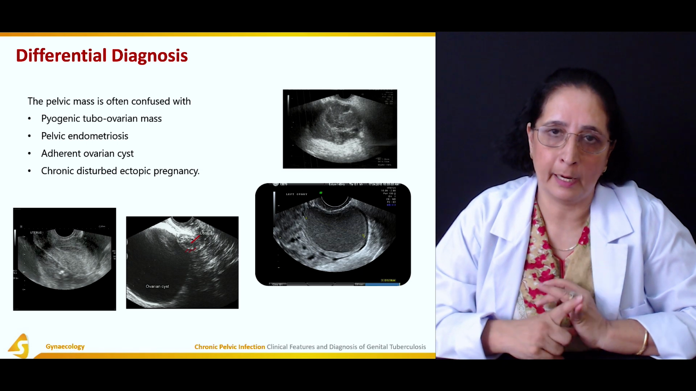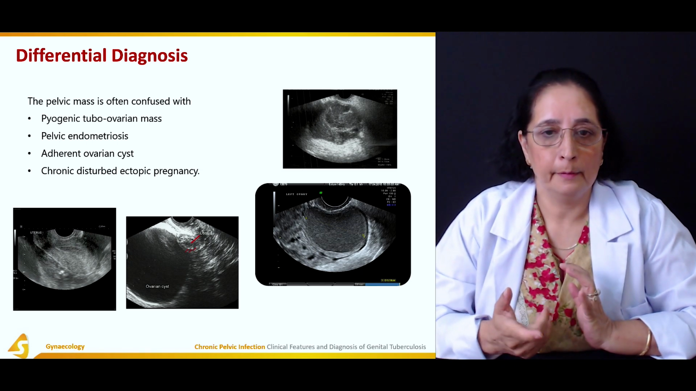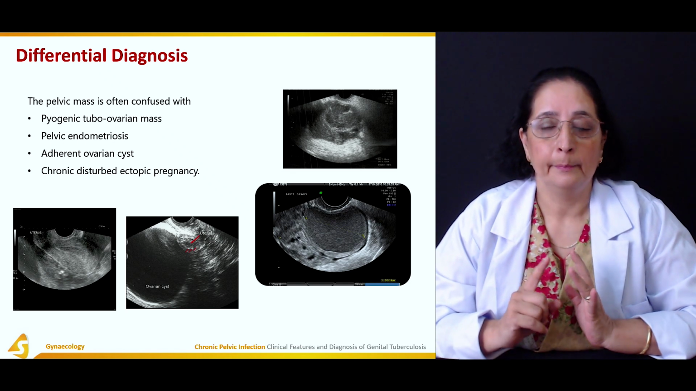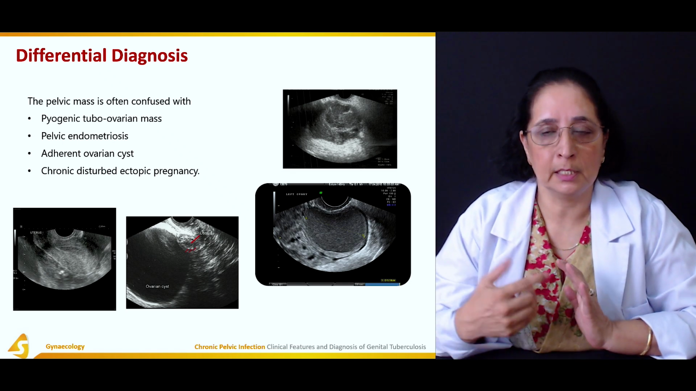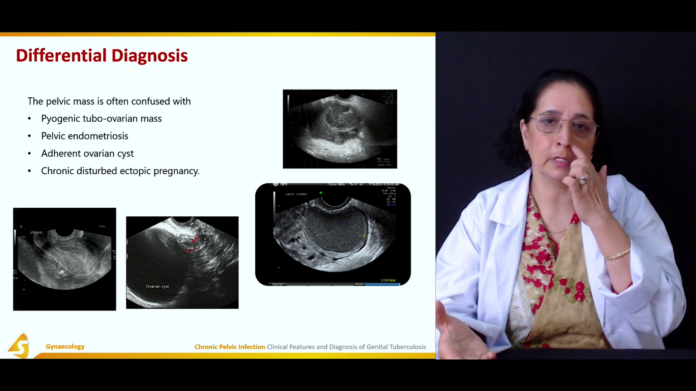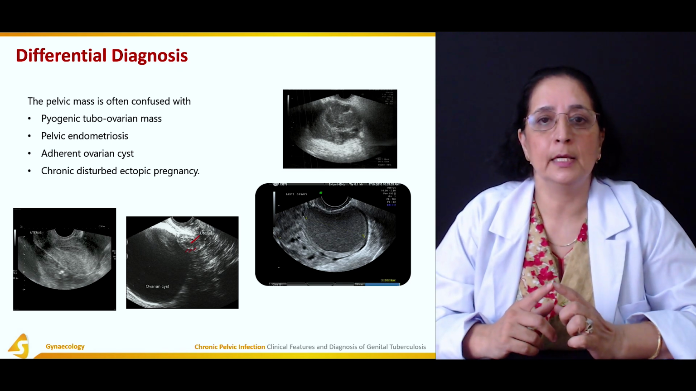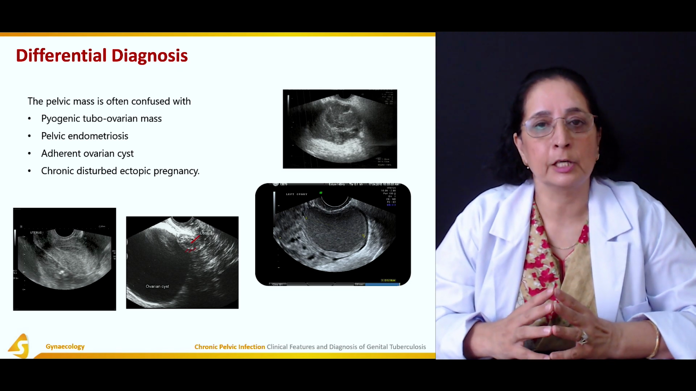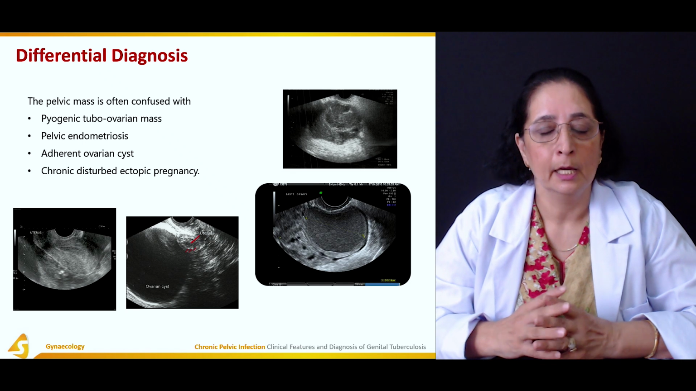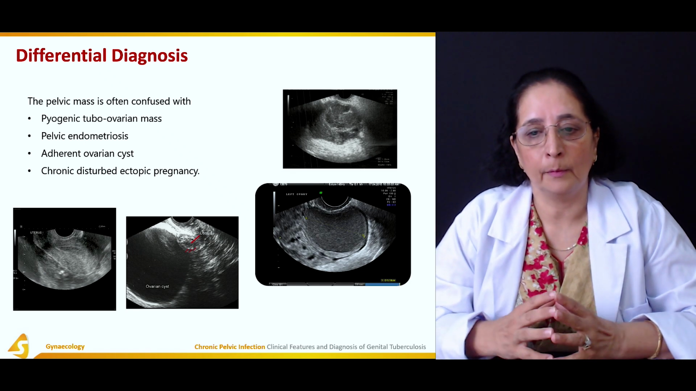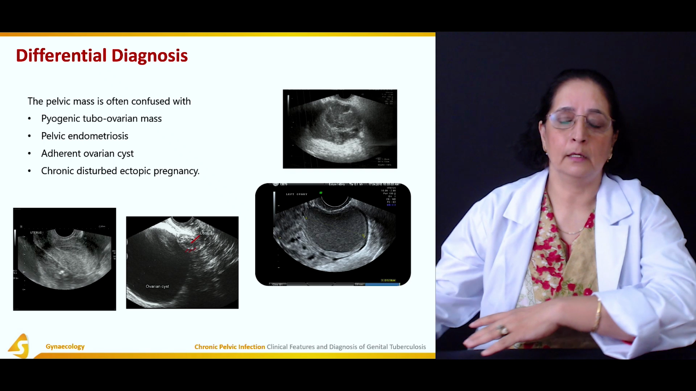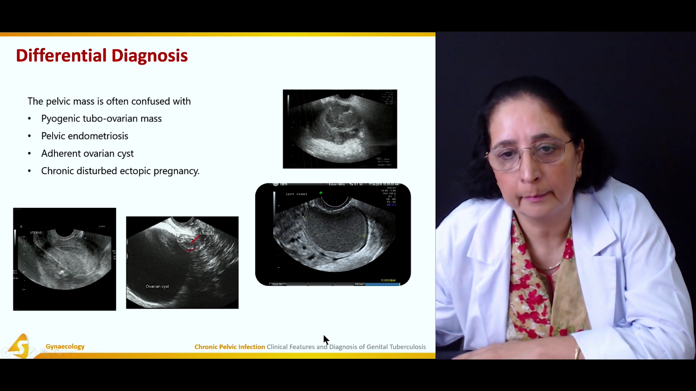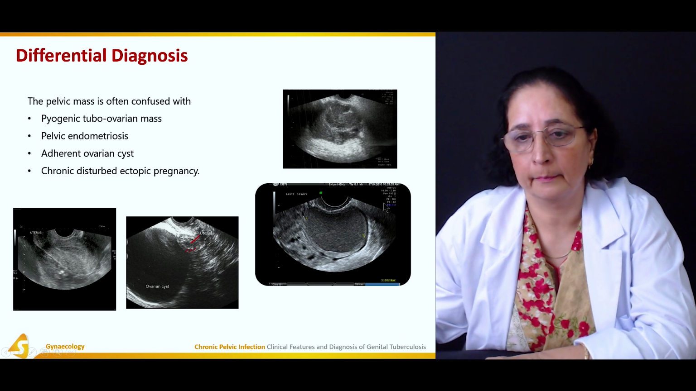It can be tubo-ovarian mass, pyogenic, tubo-ovarian abscess also. Pelvic endometriosis is the presence of endometrium outside the uterus. If there is any adherent ovarian cyst present, or it can be ectopic pregnancy, which is disturbed or complicated. So all these are the differential diagnosis of the pelvic mass.